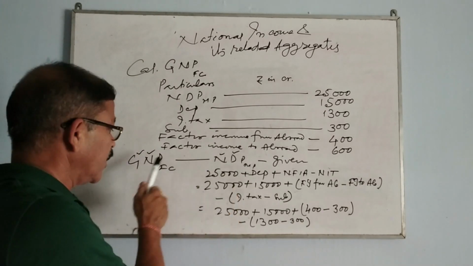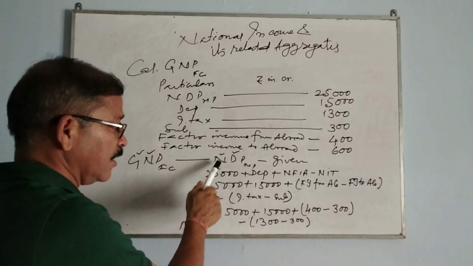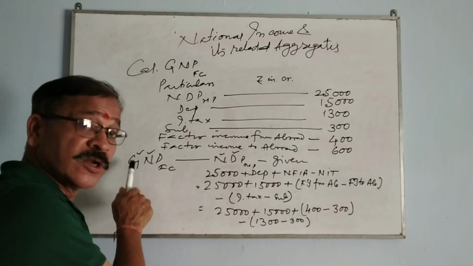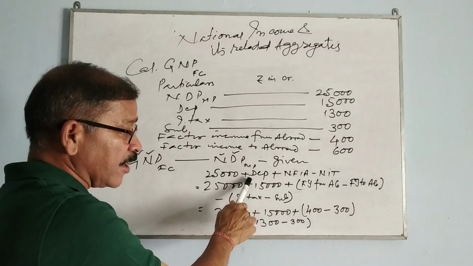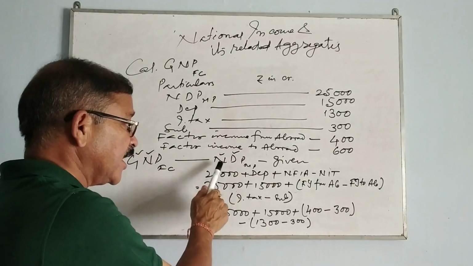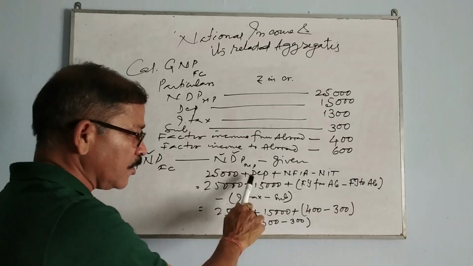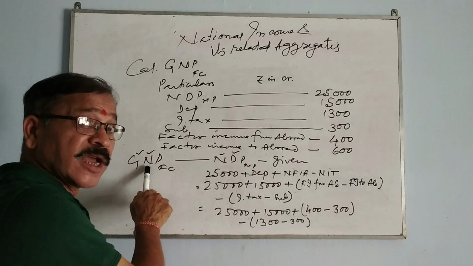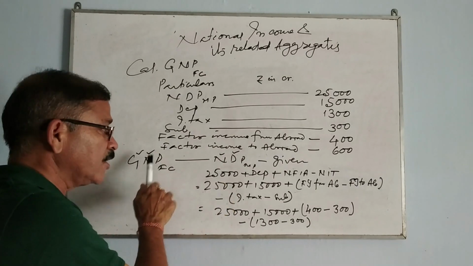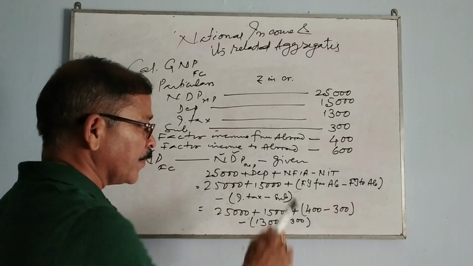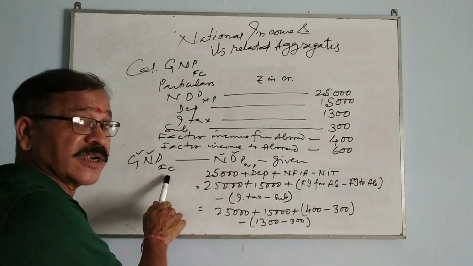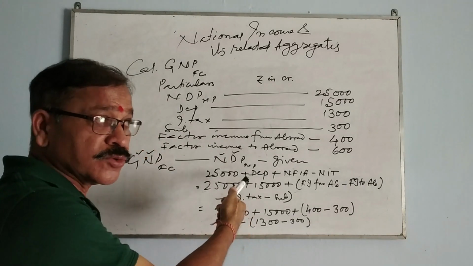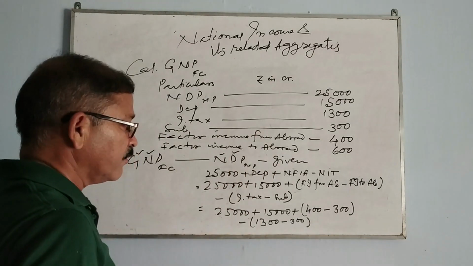I repeat. NDPMP is given. You have to find out GNPFC. First, see the letter. Net is given, and you have to find out gross. That is why we have added plus depreciation. Then domestic is given. You have to find out national. That means plus NFIA. Then MP is given, you have to find out FC, that is minus NIT.